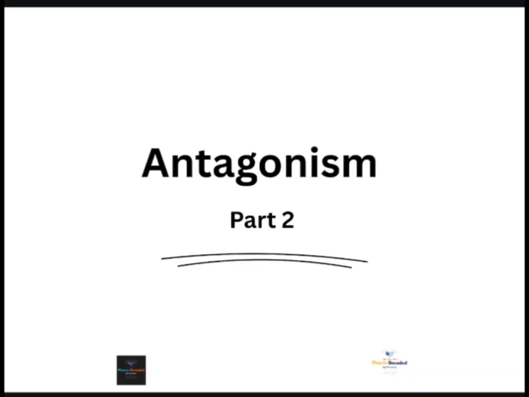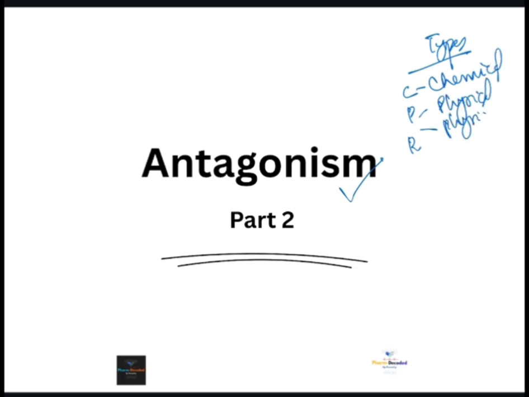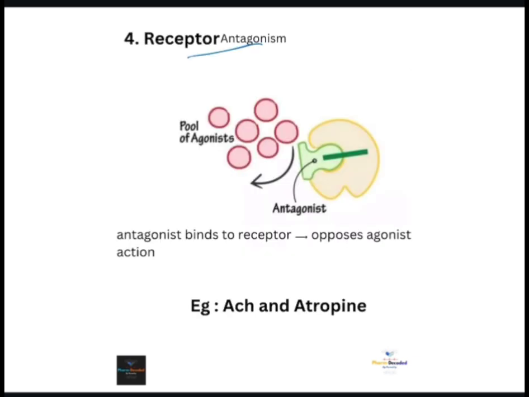In part 1, we have learned what is antagonism, then the different types of antagonism, and we have learned the mnemonic CPR for the different types, that is C for chemical antagonism, then P for physical and physiological or functional. Then the fourth type is the receptor antagonism.